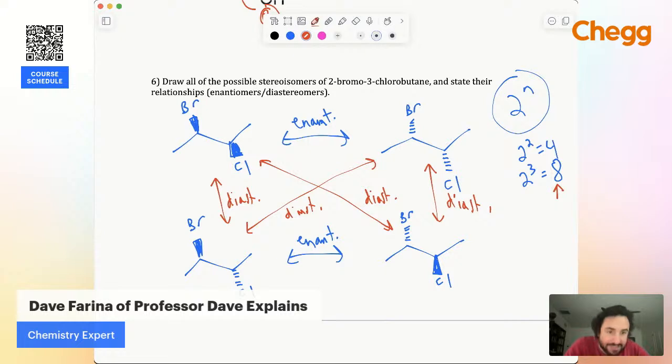And yeah, Sammy Douglas says, but aren't some of those the same? No, these are all different. These are all different isomers. Once again, if there are 2 chiral centers, there will be 4 stereoisomers. Those are the 4 stereoisomers.